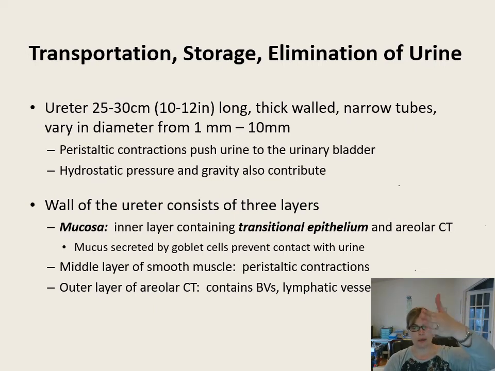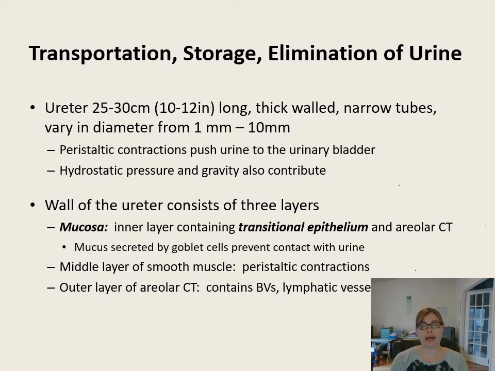And at the end will be a cup called the minor calyx, which will dump into the major calyx, and that will dump into the renal pelvis, which will dump into the ureter, bladder, urethra. Now we need to talk about the ureters. The ureters are 10 to 12 inches long, thick-walled, narrow tubes. They vary in diameter. Depends on the person, depends on your age.